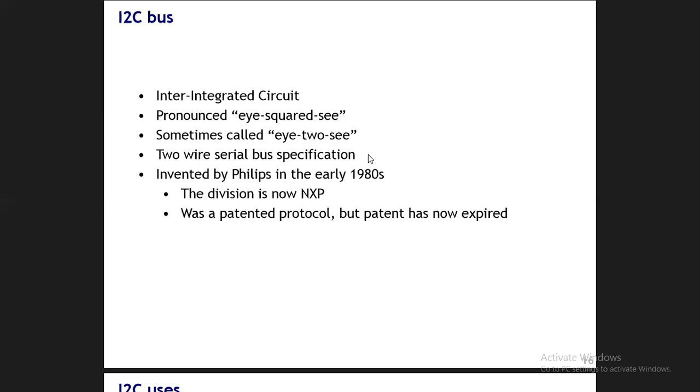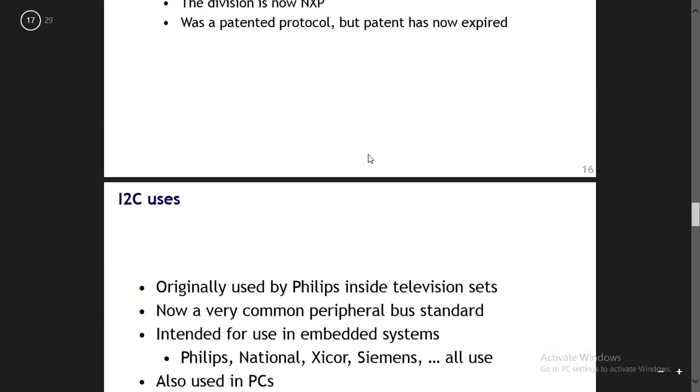And there is also an addressing scheme in this protocol, which is usually defined as 7-bit addressing. We will of course get to know more about this protocol in the slides that follow. It's a Philips Semiconductors protocol. They basically developed this standard, and the division is now NXP. It was a patented protocol, but the patent has now expired. Anyway, this is not important. So let's get to the protocol itself.